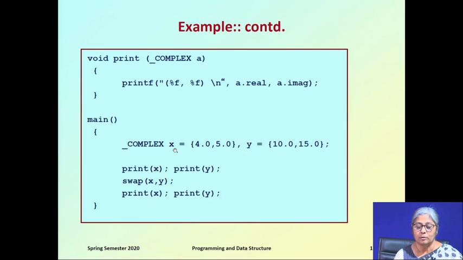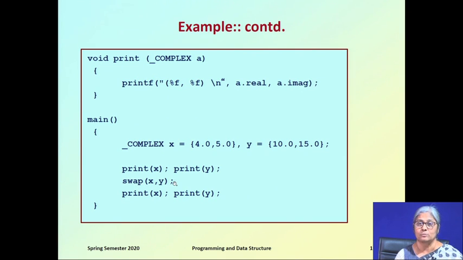complex numbers, complex x equal to 4.0, 5.0, that means x dot real equal to 4.0, x dot imaginary is 5.0. Similarly, y dot real is 10.0, y dot imaginary is 15.0. Now, print x, print y, that means the initial values of the two complex numbers x and y will be printed. Now, we call the swap function.